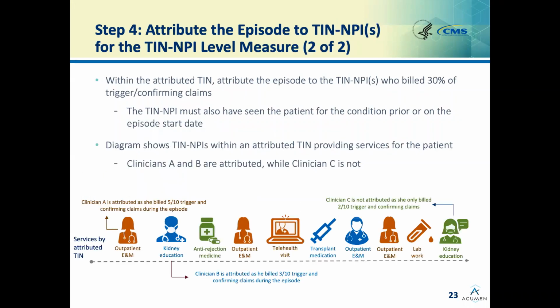For clinicians who participate as individuals, there is also a TIN-NPI level measure. Within a TIN that's attributed the measure, an episode can be attributed to any TIN-NPI that billed 30% of the triggering confirming claims to ensure that we're identifying clinicians who have been involved in the patient's care. In this diagram, we demonstrate how certain clinicians within the TIN are attributed an episode, while others are not, based on the share of services that they billed. There's additional checks to make sure that the TIN-NPI attribution is identifying the role of the individual clinician, such as making sure that they saw the patient within a year of the episode start. Next slide, please.